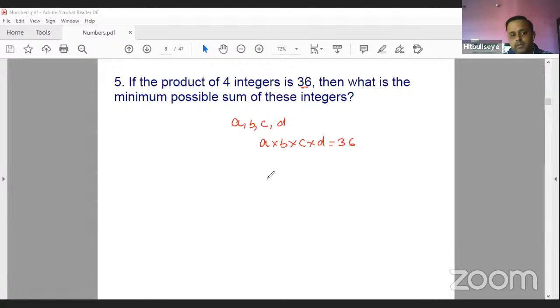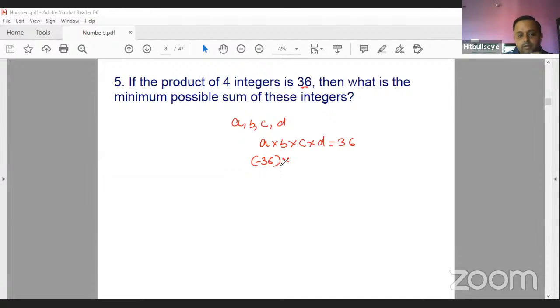I told you that in such kind of questions, when the product is given to you and the sum is asked, it is better to take one integer on the negative side as small as possible. Since the product needed is 36, that can be taken as minus 36. Numbers are 4 now. You have to take 4 integers. So take one of them as small as possible on the negative side. Since the product required is 36, one can be taken as minus 36.